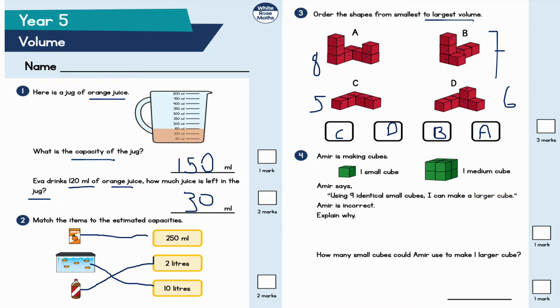Question number 4. Amia is making cubes. 1 small cube is this, 1 medium cube. Amia says, using 9 identical small cubes, I can make a larger cube. Amia is incorrect. Explain why.